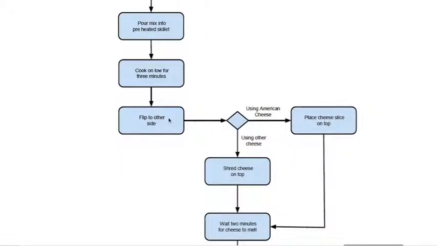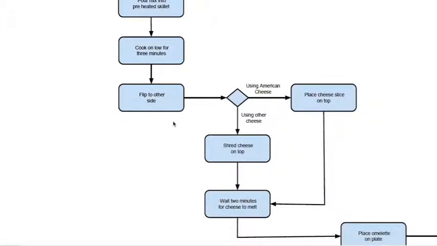We then merge to the action of flip the omelet to the other side. After flipping the omelet to the other side, we have another decision, which is decision 4 of what type of cheese we're going to use. If we use American cheese, we place the cheese slice on top of the omelet. If we decide to use another cheese, we merge to the action of shred the cheese on top.